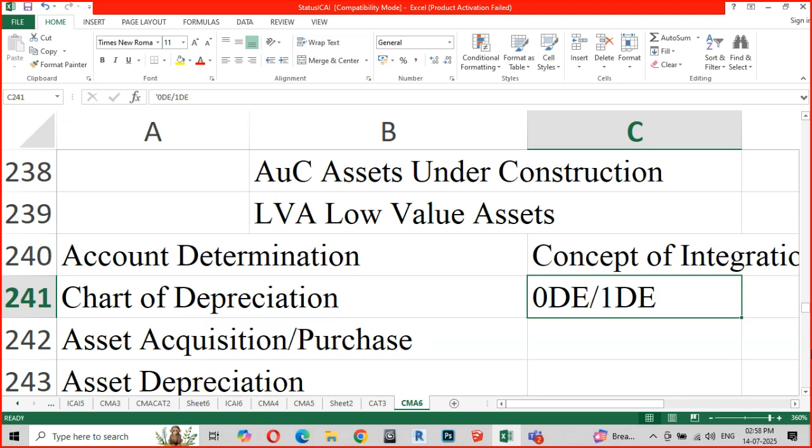So what are the standards that we have seen? Company code 0001 or 1000, chart of accounts INT, fiscal year variant K4V3. Yes, we have understood what the standards are.